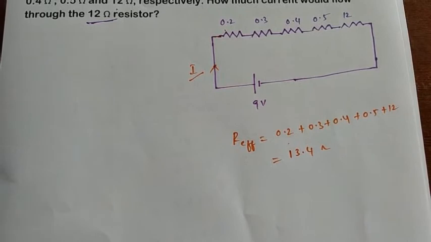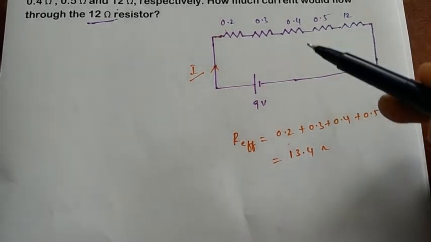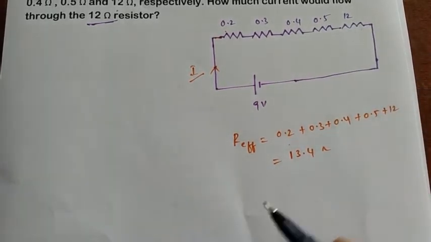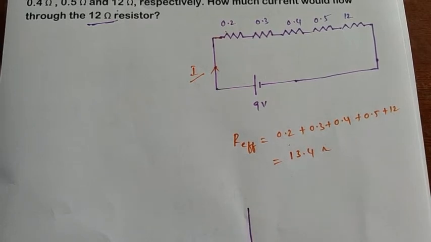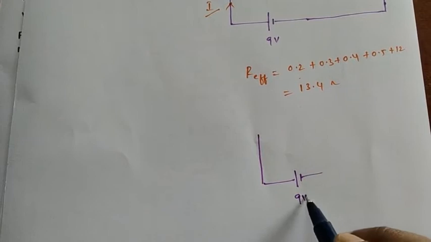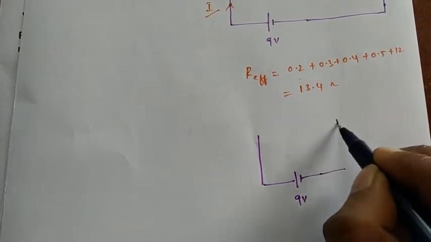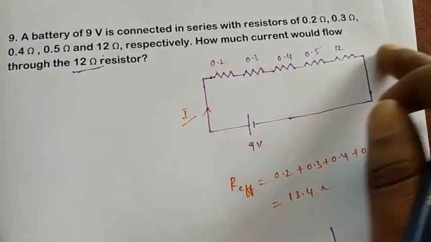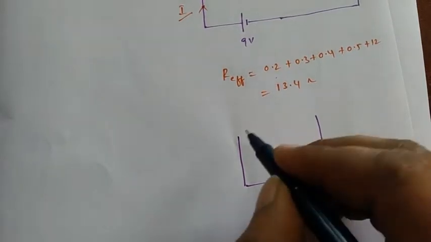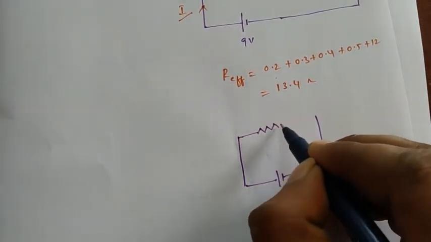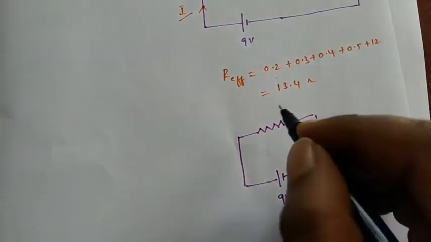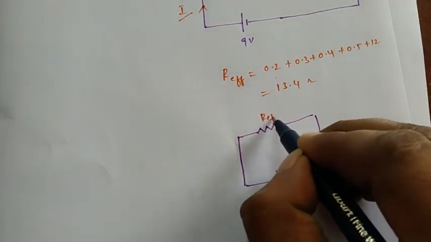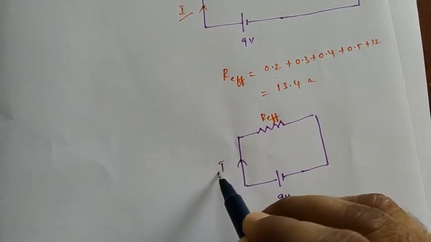Now I am redrawing this circuit. I am drawing the equivalent circuit here. This is a battery which is 9 volts, and here instead of all these 5 resistances I am going to draw a single equivalent resistance, which means the effective resistance. This is R effective, in our case 13.4, and here is the current we should find out.